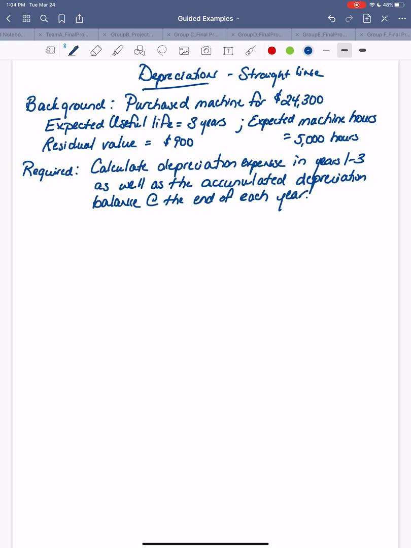Now, the most important thing when you're doing each of these is trying to come up with what is that initial calculation I need to do. For straight line and for activity based, you're doing an initial calculation that helps you figure out what something that's going to be recurring. So for example, with straight line, it's important to figure out what I'm going to do each year because it's not going to change.